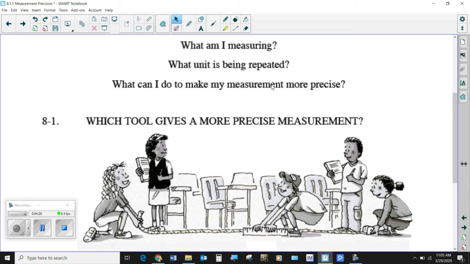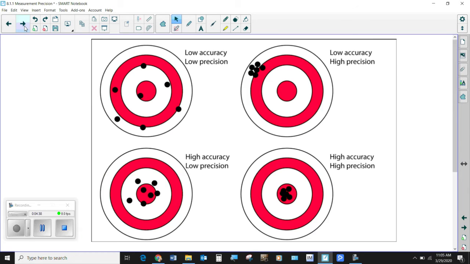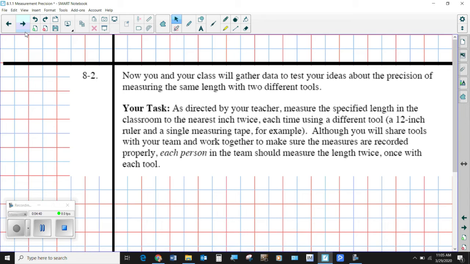And what can I do to make my measurement more precise? Because that's our goal. We want to be as precise as possible, and then eventually as accurate as possible. So which tool gives you the more precise measurement? Okay, so what we did is we took two measuring tools.